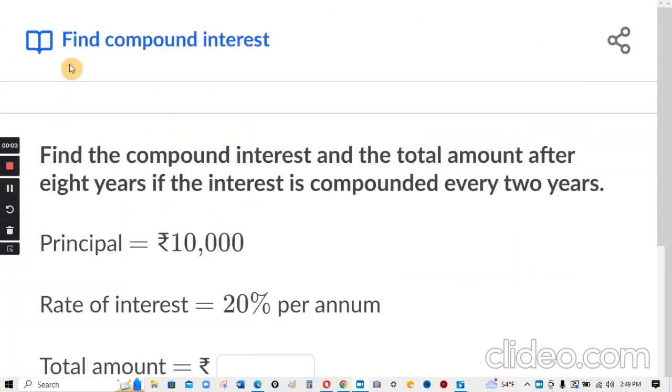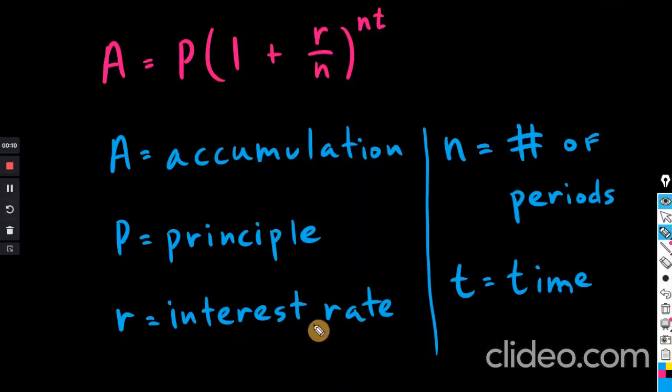This will be for the exercise, find compound interest. So the formula for compound interest: A equals P times the quantity of 1 plus R over N, to the power of N times T.